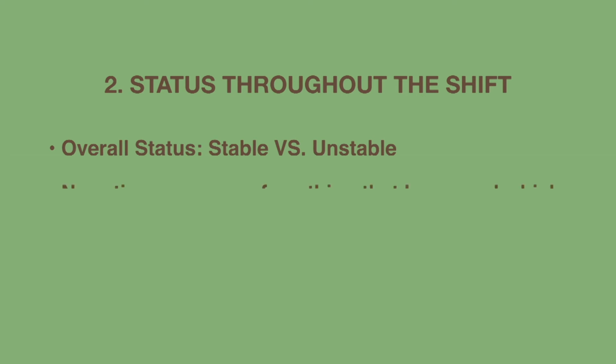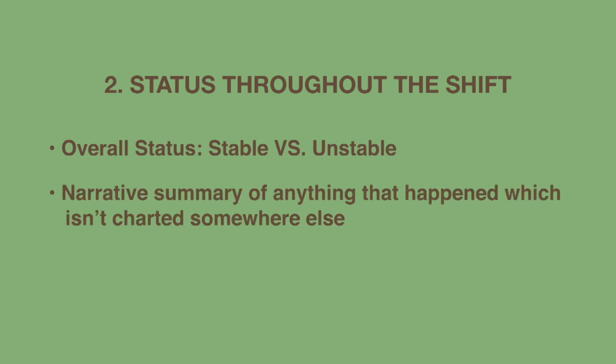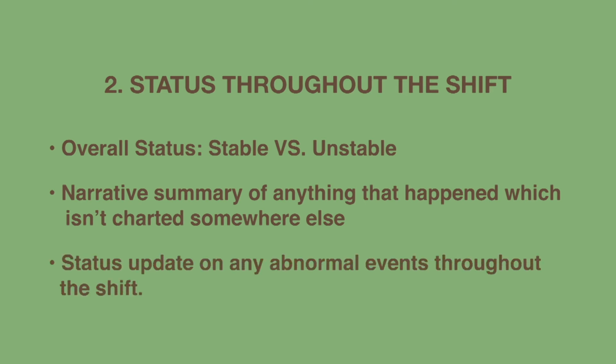2. Status throughout the shift. Throughout the shift, was the client stable or unstable? Include a narrative summary of anything that happened which isn't charted somewhere else. For instance, if the client had a doctor's appointment and there were no changes to their orders, include a note about that. Include a status update on any abnormal events throughout the shift which were documented in a service. For instance, if the client had pain that was treated with an ice pack, include the response to that treatment.